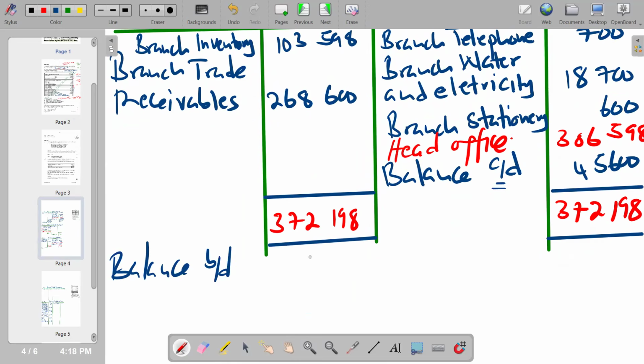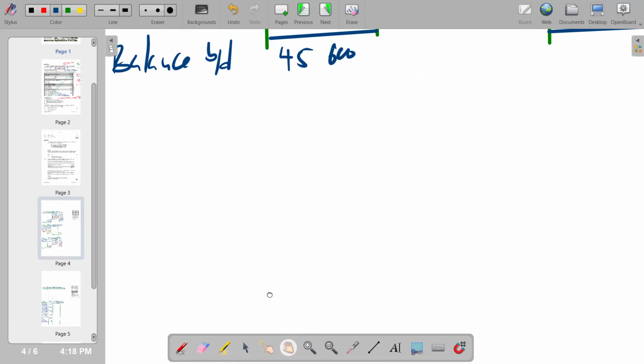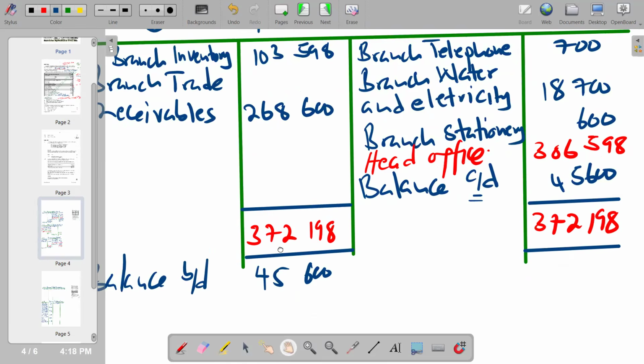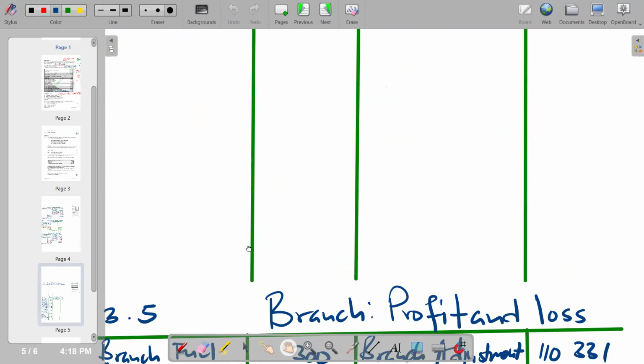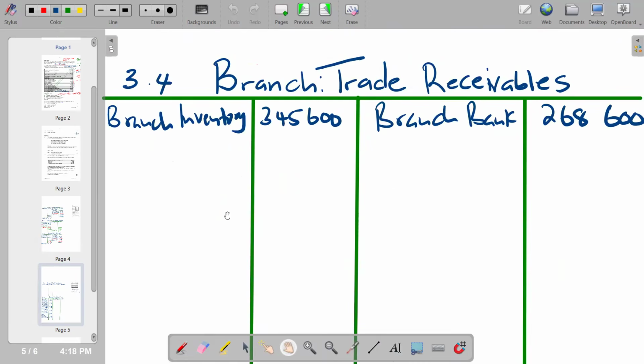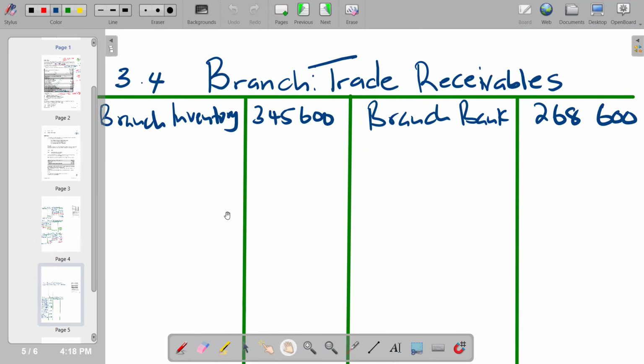Here's an amount of 45,600. So basically, this is what we have on a branch bank account. Then we move on to the next account, which is going to be branch trade receivables.